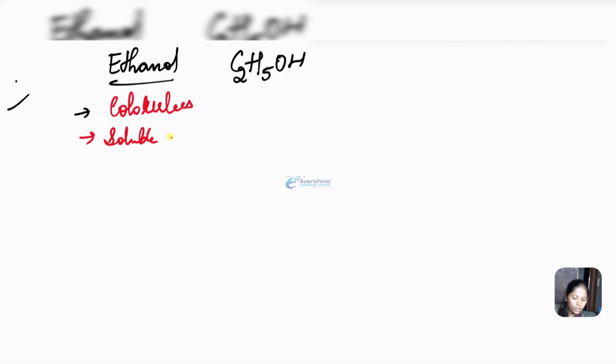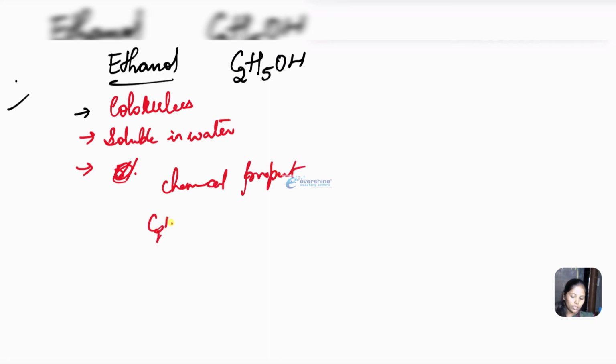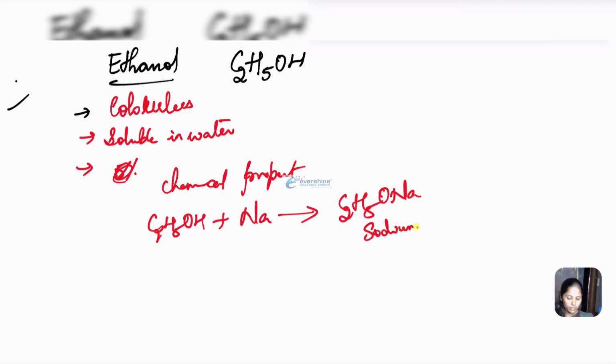And what happens when you add water to ethanol? Okay, it is soluble in water. So these are all the physical properties. Next we will see chemical properties of ethanol. What happens when ethanol reacts with sodium? Ethanol reacts with sodium and forms sodium ethoxide. And what will it release? It will release hydrogen gas.